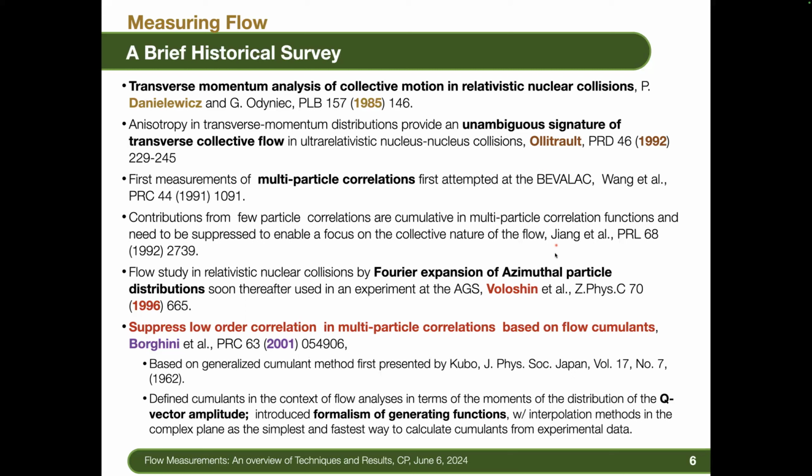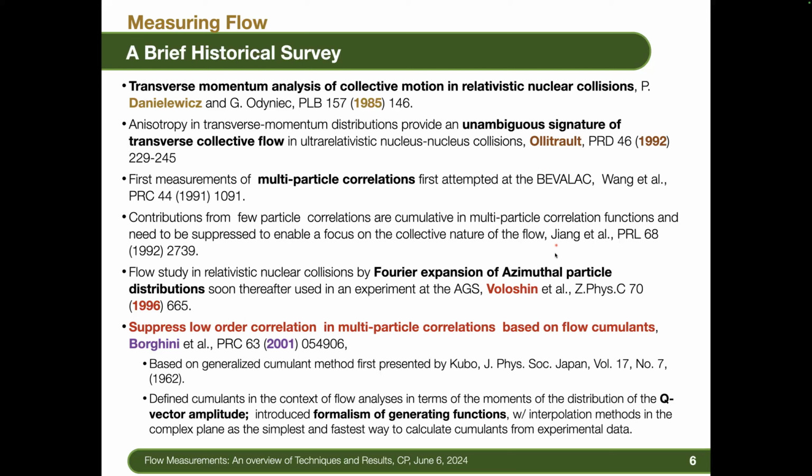In my view, the real breakthrough was accomplished by Voloshin in 1996, when he wrote, in the context of AGS experiment 814, I believe it was, the anisotropy in the transverse plane in terms of a Fourier expansion of the azimuthal distribution. This was the very beginning, and a very successful beginning, of the development of flow measurements, because this gave us a quantitative and mathematical setting in which these measurements could be done.